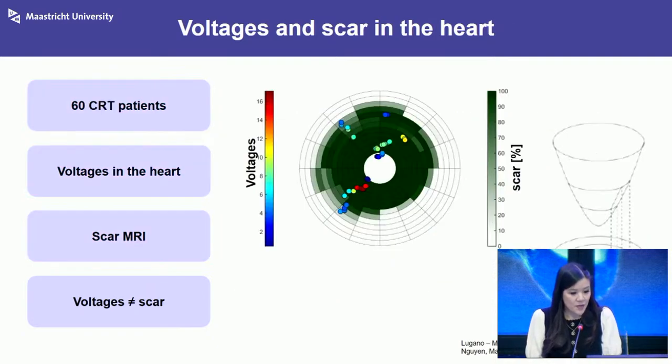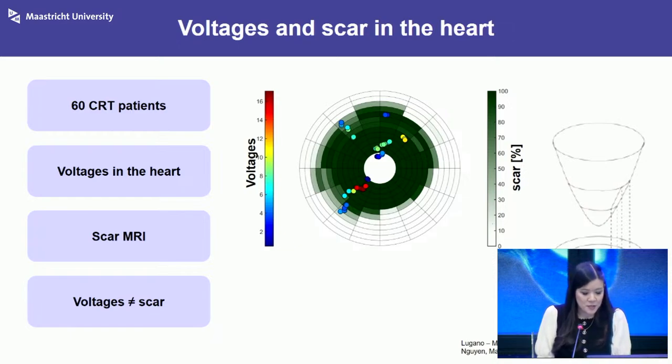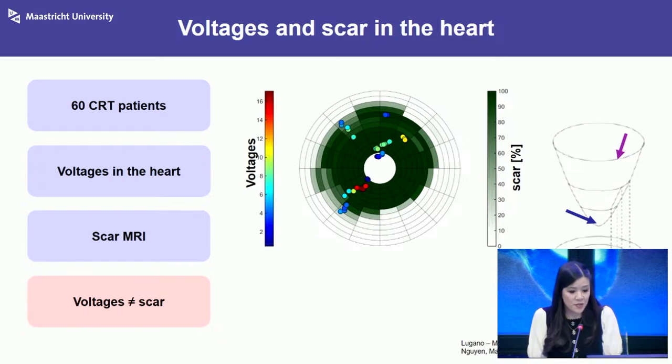And this circle, the green circle, is a two-dimensional representation of the left heart chamber. And I'll try to explain it a bit more in detail. The outer ring of the circle represents the basal segments of the heart, and the inner ring in the circle represents the apex, or the top of the heart. White reflects normal, healthy tissue in the heart, while green indicates scar tissue. So the darker the green is, the more scar tissue you have.